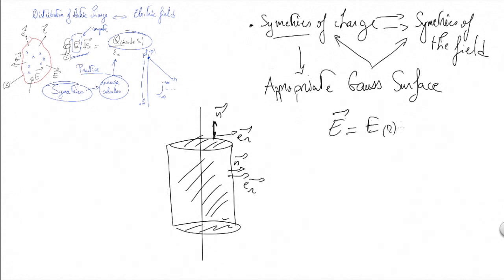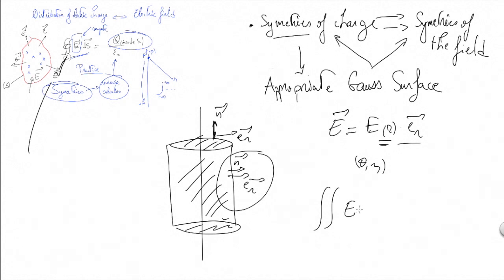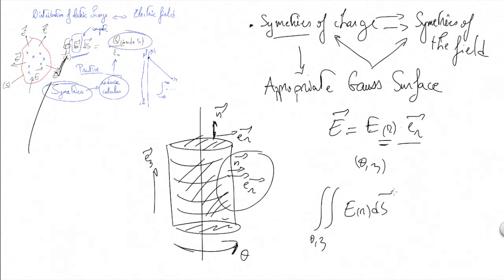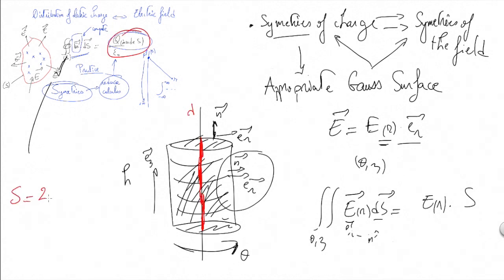So if the symmetries tell us that the field is following the cylindric representation e_r vector, we only have to compute the flux in this part of the surface, and as the field doesn't depend on theta or z, this integral would be very easy to compute, as we would be just computing the integral of a constant around something depending on theta and z, which is this surface. As the surface vector is driven by n and E driven by e_r, which is nothing else than n, this would simply look like E_r times the whole surface, and as S is simply equal to 2πrh, this would be easy to compute.